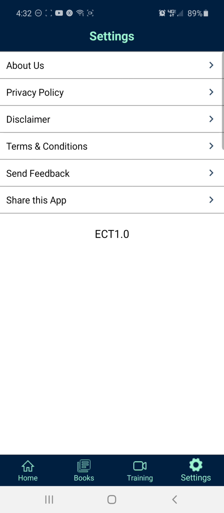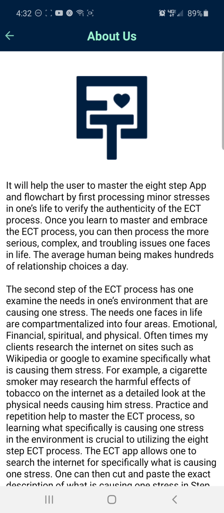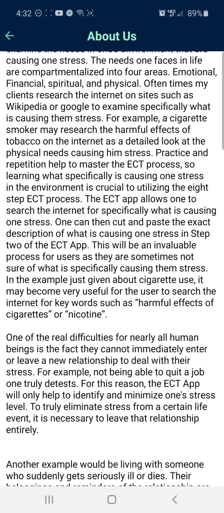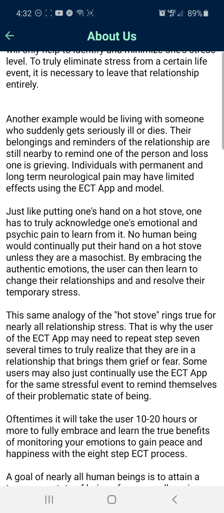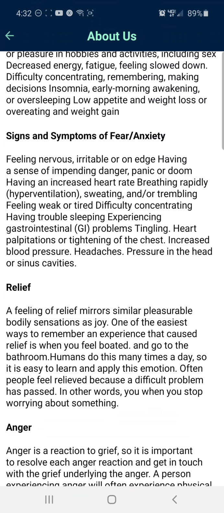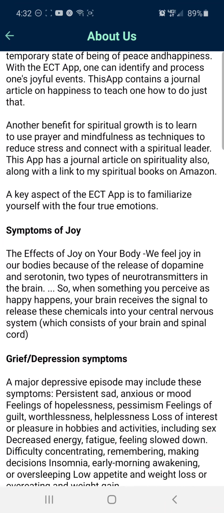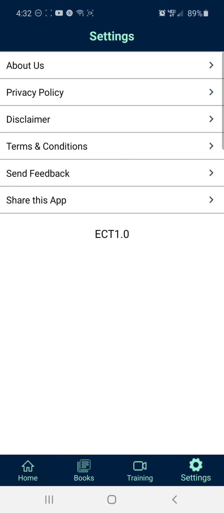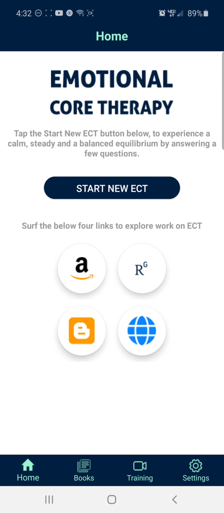The Emotional Core Therapy app has a settings section, which has an About Us section, which teaches you how to use the app. One of the key features of the app is to use it for small, easy, stressful events first, then learn to monitor it. The About Us section has symptoms of joy, grief, fear, and relief, and anger. There's four true emotions, and they alter the central nervous system. For athletes, we want to stay calm and learn to monitor these stresses.